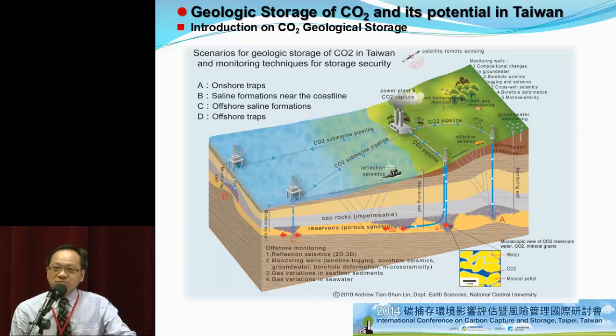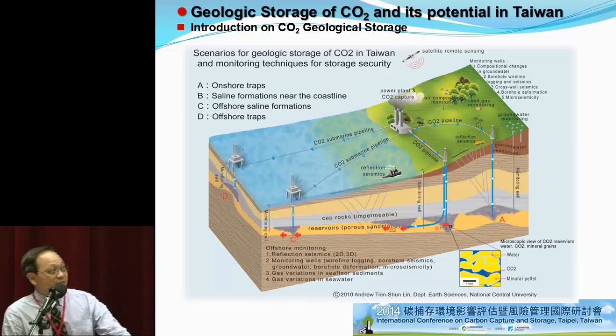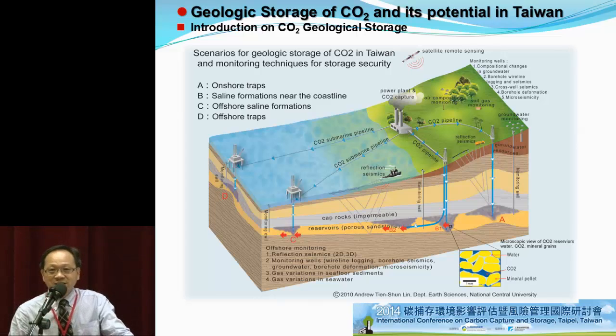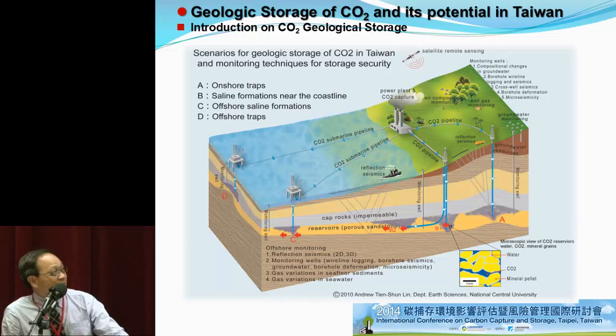So this diagram shows the general scenario for Taiwan, how we would like to store the CO2 in the subsurface. I think we have two options. Firstly, maybe onshore, or offshore. In the onshore, for example in northern Taiwan, we have a few gas fields, like Diezhanshan. This gas field is the largest one in Taiwan, with 1 trillion cubic feet of resources.